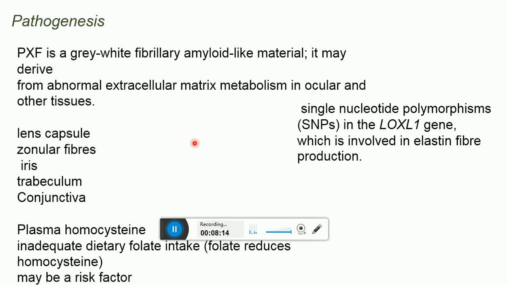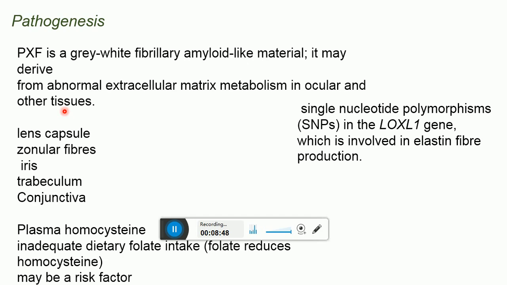Pathogenesis. Pseudoexfoliative material is a gray-white fibrillary substance derived from abnormal extracellular matrix metabolism in ocular and other tissues. The material is deposited on various ocular structures, including the lens capsule, the zonular fibers, the iris, the trabeculum, the conjunctiva.